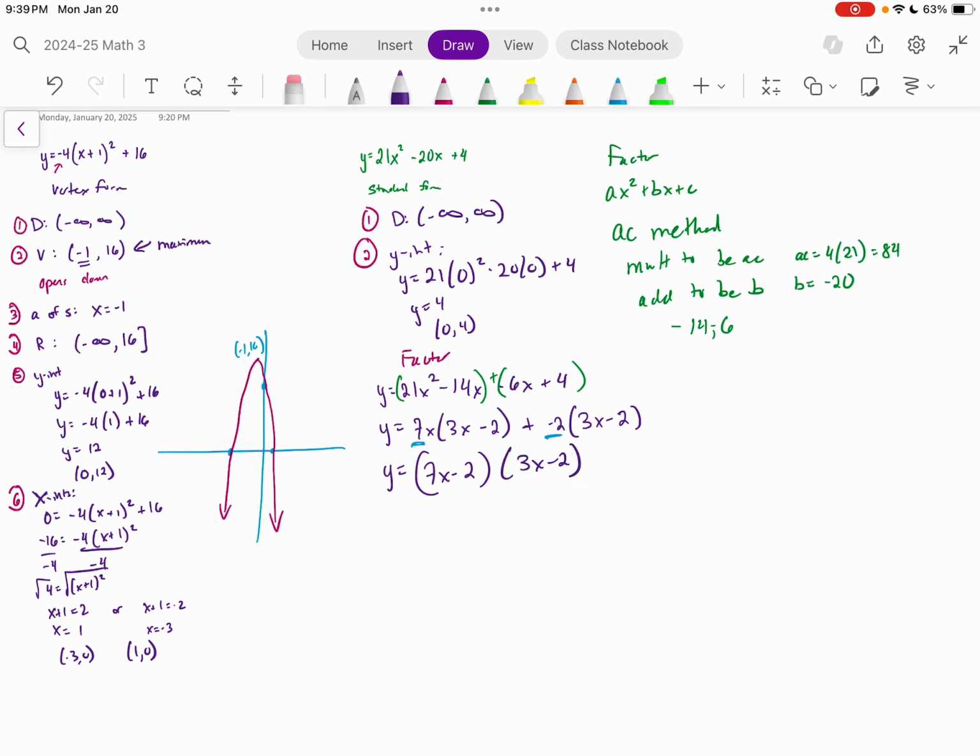Okay, so why did we factor? We factored to find my x-intercepts. And if I wanted to set y equal to 0 and solve this, well, we have that thing called the zero product property, right? Where I have 0 equals a times b. Therefore, a is 0 or b is 0. So if a is 0, 7x minus 2 must be 0, or b is 0, 3x minus 2 equals 0. And I think you'll see that we're going to get 2/7 or 2/3.